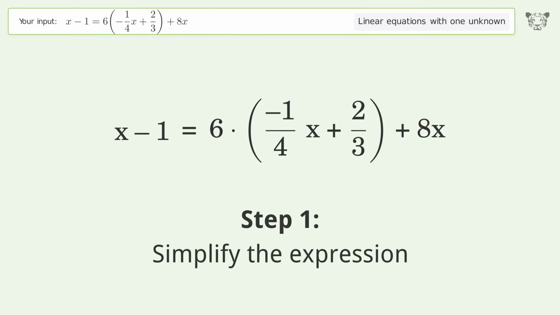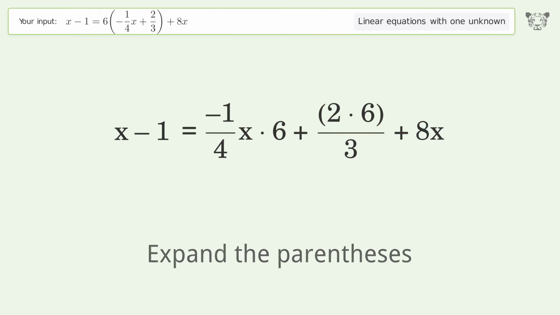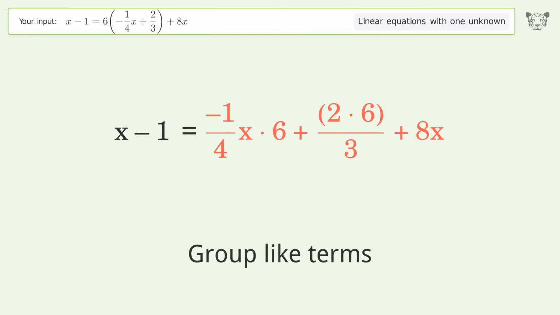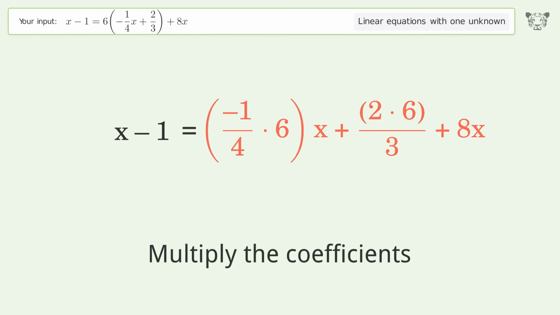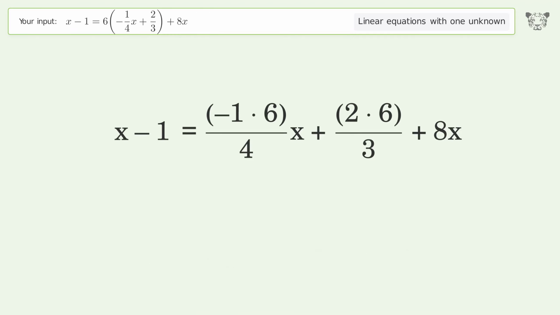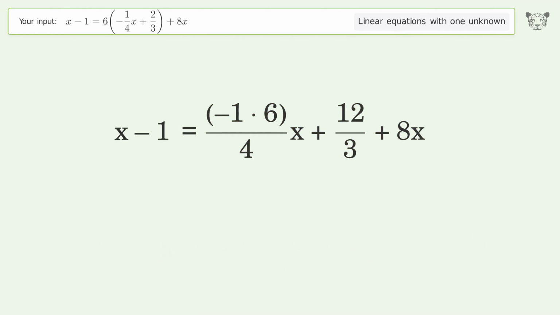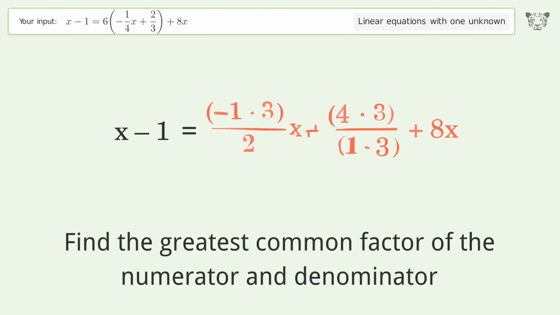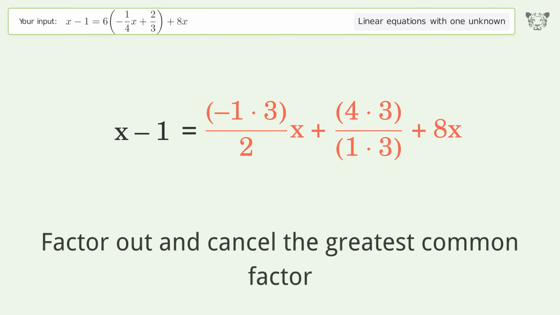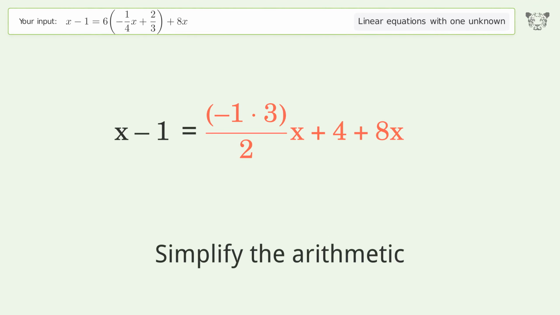Simplify the expression. Expand the parentheses. Group like terms. Multiply the coefficients. Simplify the arithmetic. Find the greatest common factor of the numerator and denominator. Factor out and cancel the greatest common factor. Simplify the arithmetic.